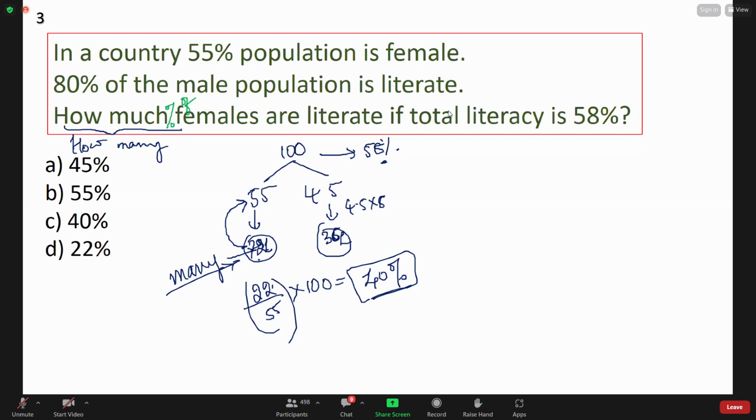So always make sure, before even concluding your answer, always make sure you have read the exact words that are mentioned in the question.